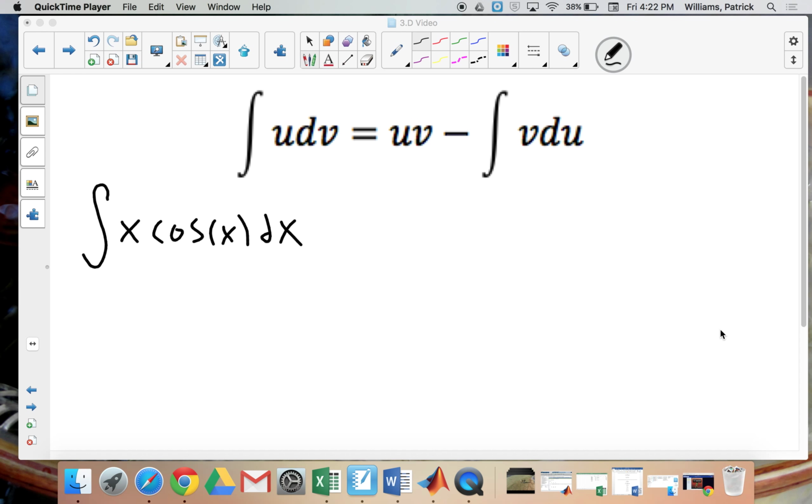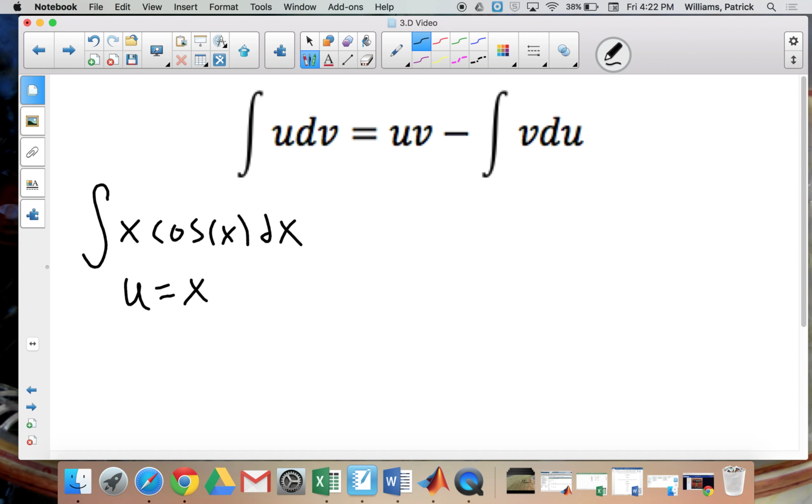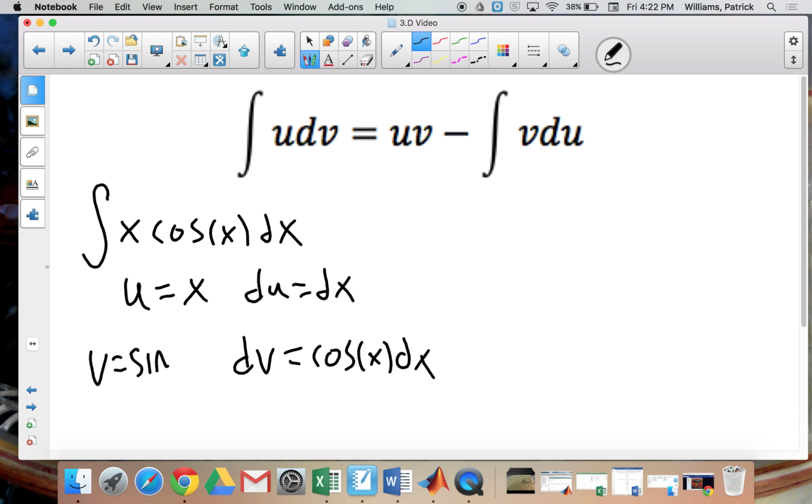Okay, so if you gave it a shot, again, there are lots of different u and dv combinations we can choose, but the correct one to do in this case would be if we said u is equal to x, therefore dv would be equal to cosine x dx. Okay, so if we differentiate u, we get du equals dx. That's nice and simple. And if we integrate cosine x, we get that v is equal to sine of x, because sine is the integral of cosine.